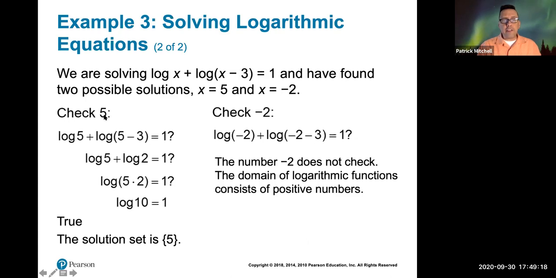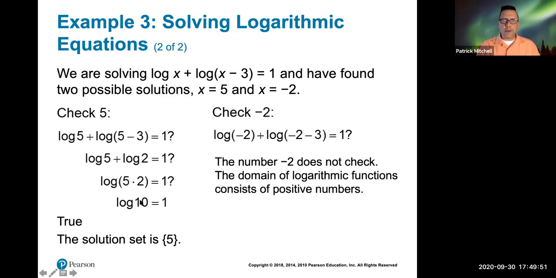So first check the 5. When you put that into the original equation, you get log 5 plus log of 5 minus 3 equals 1. In other words, log 5 plus log 2 equals 1. By the product rule, log 5 plus log 2 is the same thing as log of 5 times 2. 5 times 2 is 10, and the log of 10 equals 1. Because this is asking what power do you have to raise 10 to get 10?